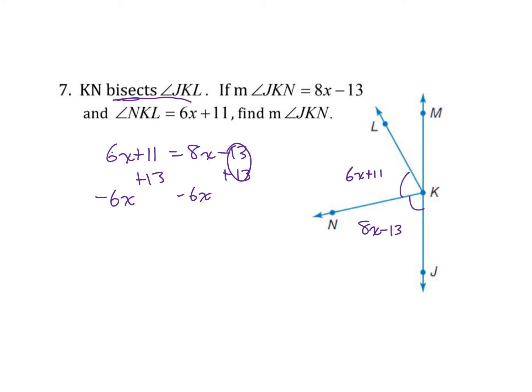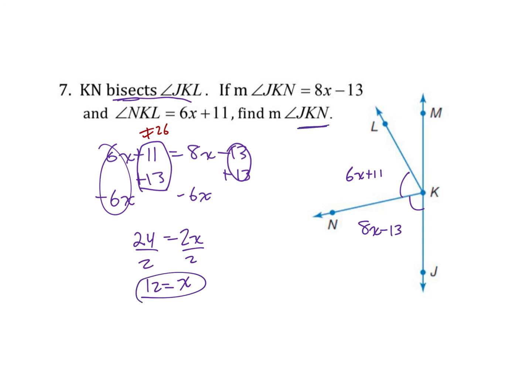So that goes away. That goes away. Somehow I thought that this should have been 26. So obviously mistaken. This is not equal to 26. It is, in fact, equal to 24, which makes things a little bit easier to handle. So x is 12, but they want JKN. JKN is 8x minus 13, so I want 8 times 12 minus 13. That's going to give me 96 minus 13. So that should give me 83 degrees. So 83 degrees is going to be my answer there.